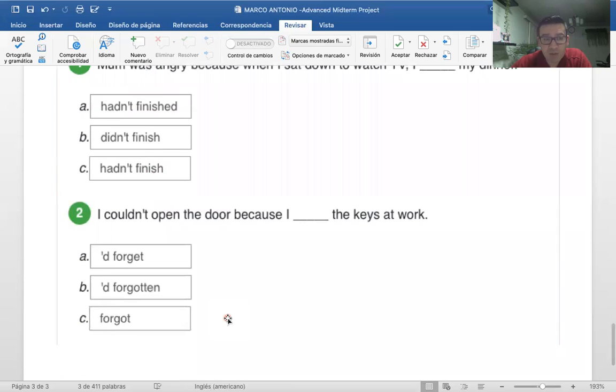And the second example I just chose is: I couldn't open the door because... The right option is I had forgotten the keys at work. Option A is not correct because, one more time, the verb is not in the past participle, so we rule out this option, and option C doesn't have the verb had.